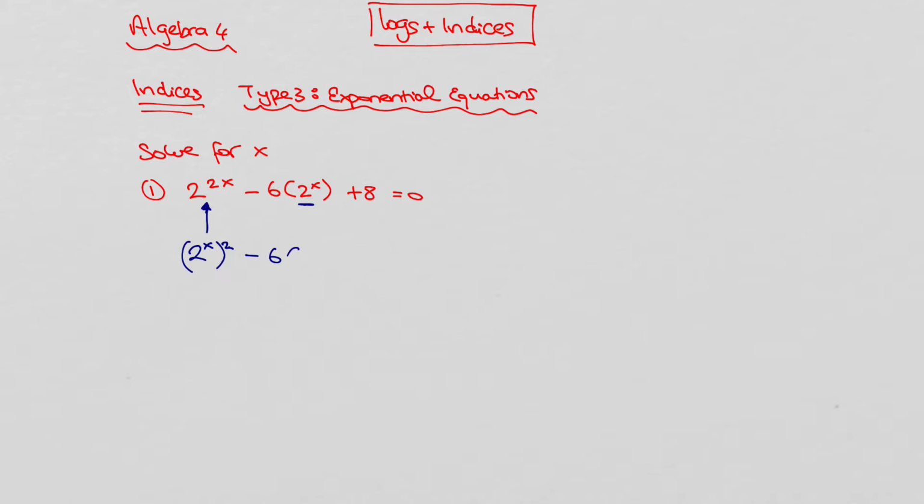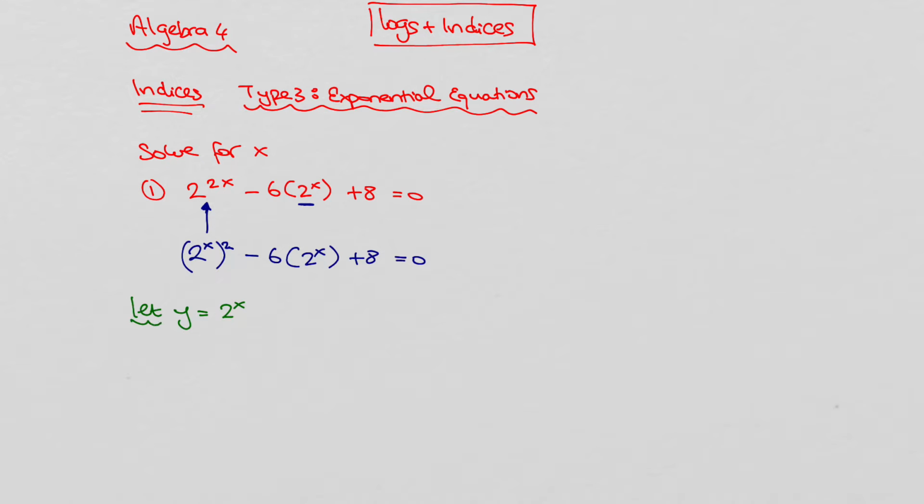Then I have minus 6 times 2 to the x plus 8 equals 0. So it should start to look a little bit like a quadratic because we have something squared minus a number times a variable plus a constant. So let's see if I change that 2 to the x by letting y equal 2 to the x.